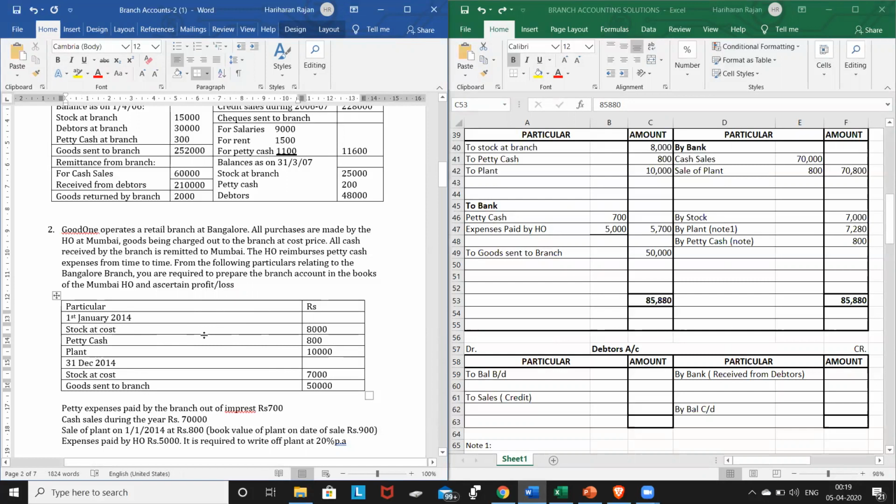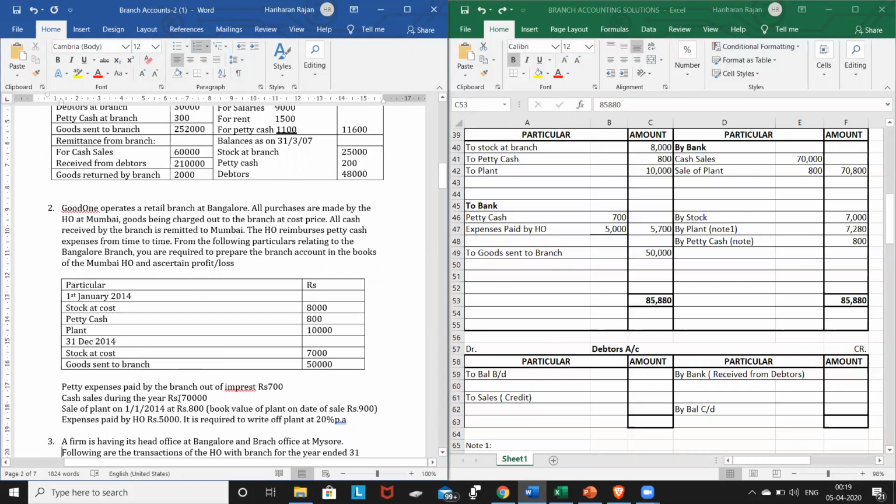So this is the opening balance of the stock, petty cash, plant, and this is the closing stock. Let us look into the adjustments. It's a simple adjustment. Petty expenses paid by the branch under the imprest system, rupees 700. If you remember, I told you a note regarding the imprest system: the imprest system will always have the opening and closing balance the same.